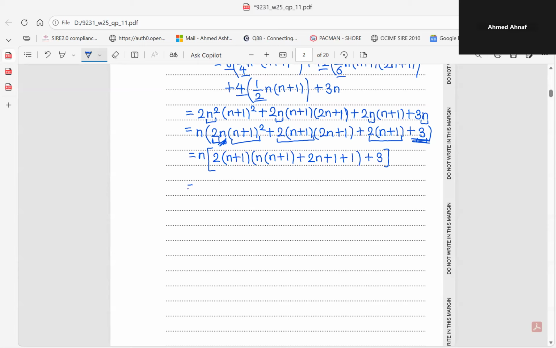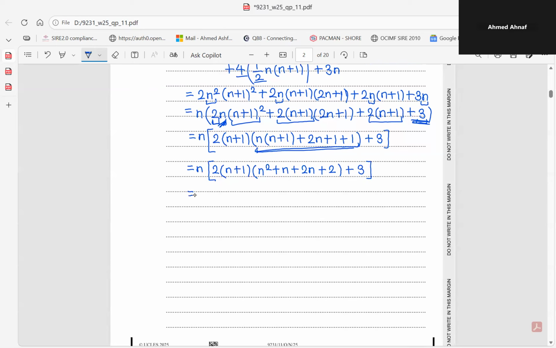Okay, so now let's expand everything in this bracket here. So n times n, that's n squared. n times 1, that's n, plus 2n plus 1, that's just plus 2, and plus 3.